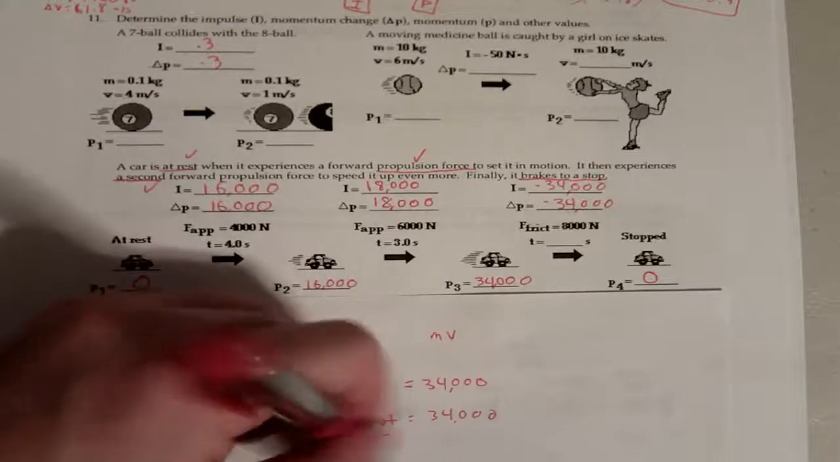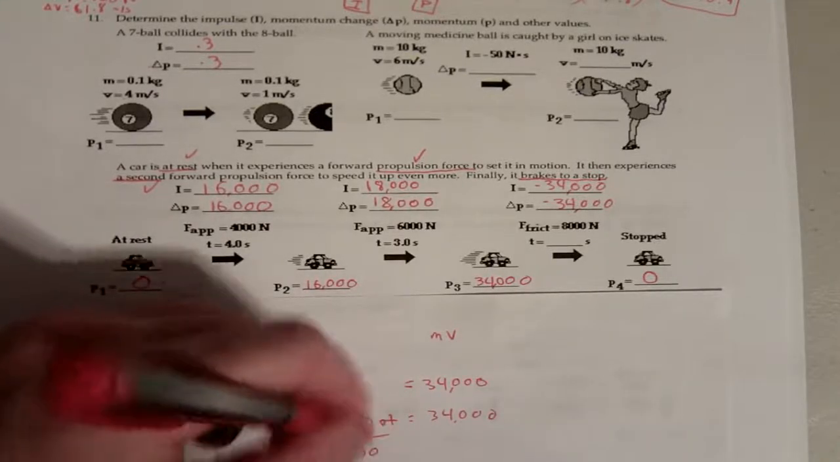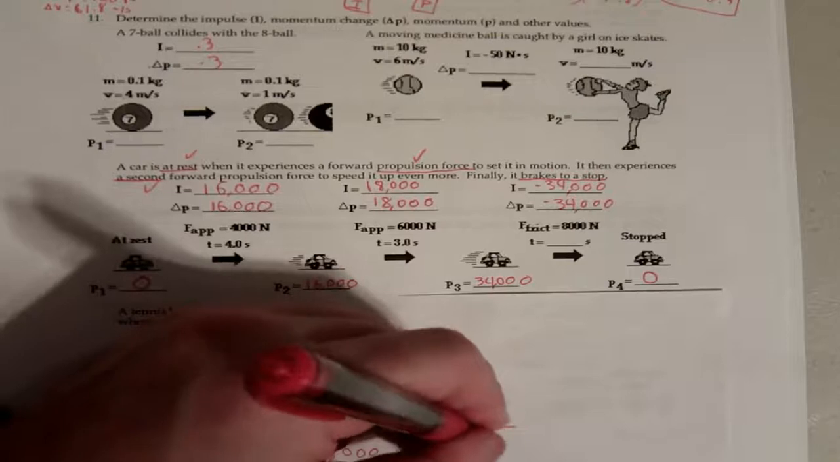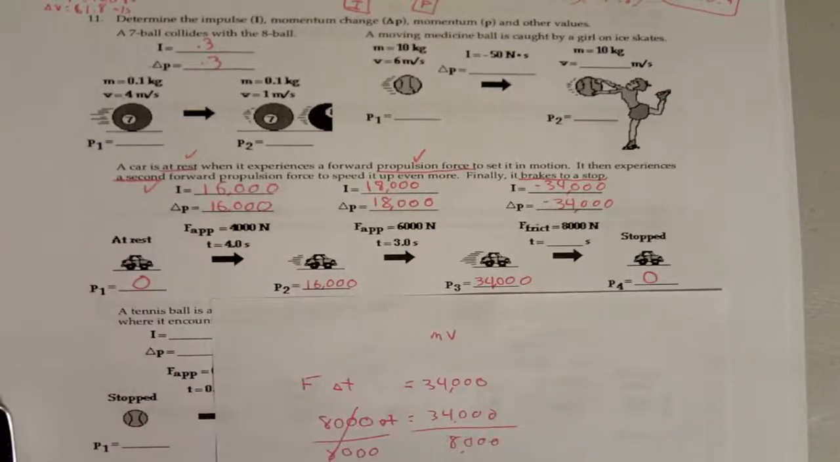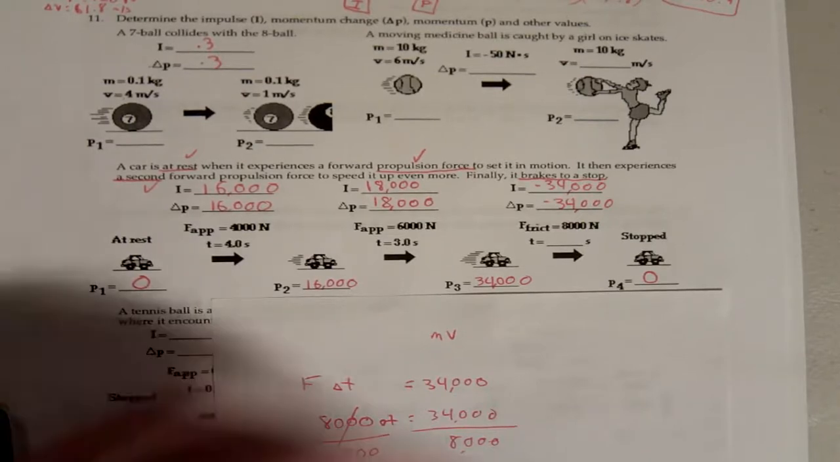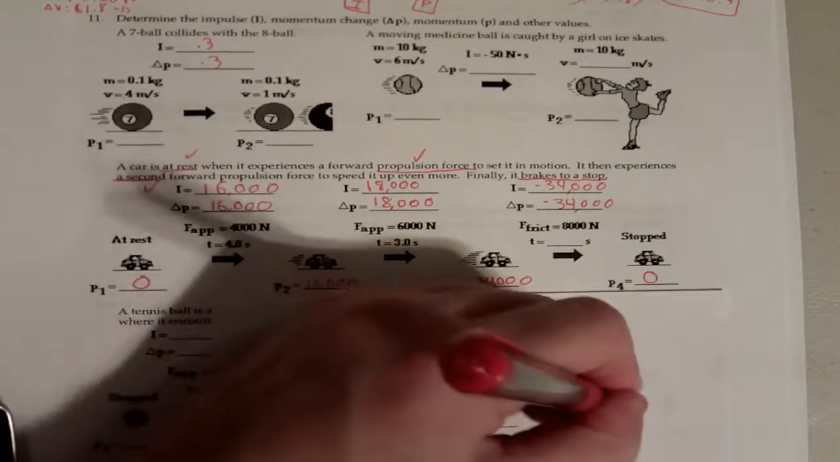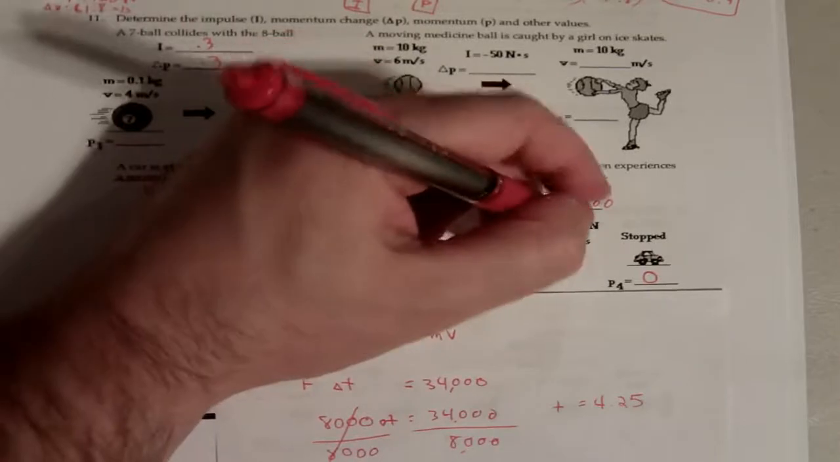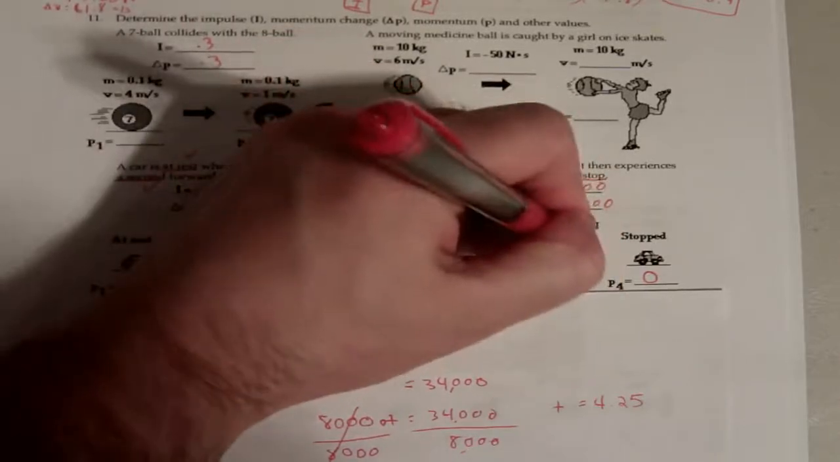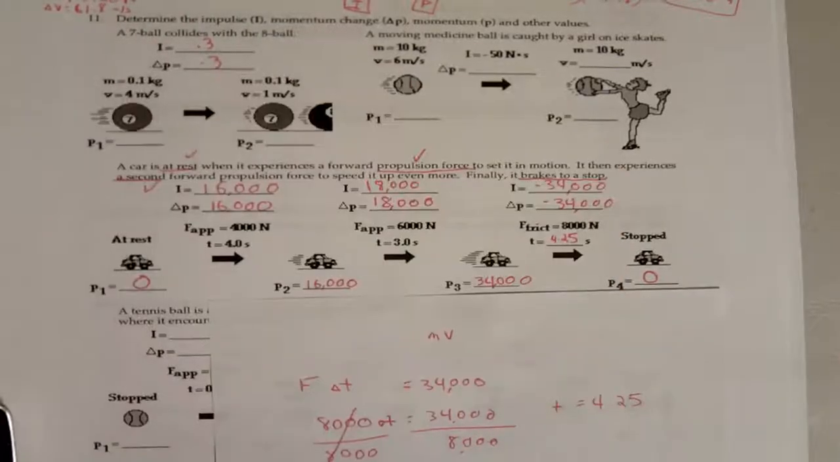So if we divide 8,000 out, let's do it. Add another 0. Bam. Change in time equals 4.25 seconds. So there you go, 4.25. Easy money. And that's how you do it.